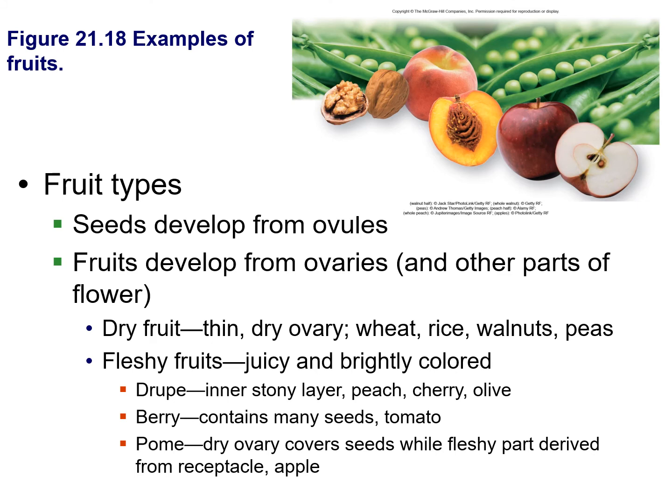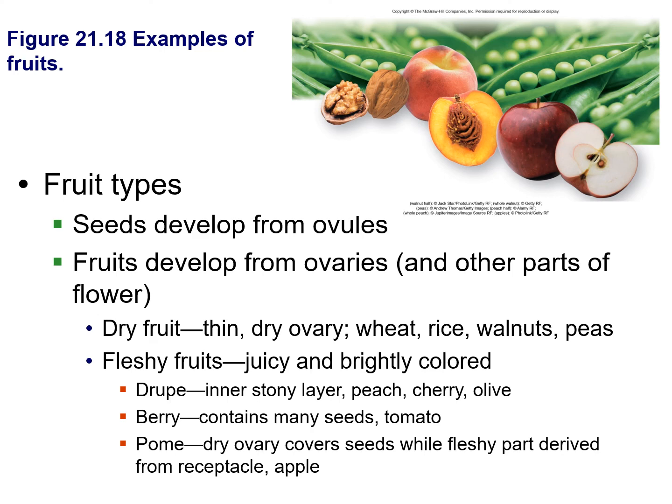And so here's a different fruit type, so you can see what those look like. The seeds end up basically developing from those ovules, from that egg in there, right? And you can have different parts. Once the egg is fertilized, the flower withers away, and that bottom portion becomes the fruit. Now, in dry fruit, those tend to be thin with really dry ovaries, not a lot of water. So that's your wheat, your rice, walnuts, and peas.